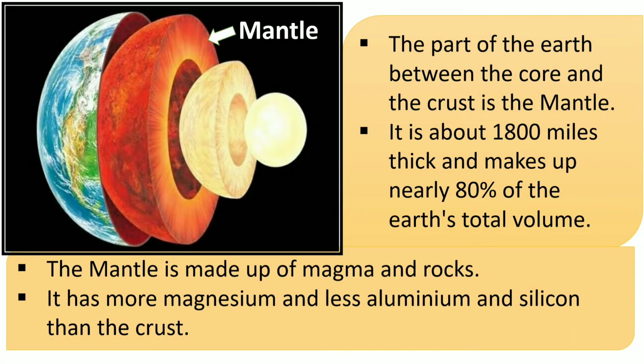Apart from that, we also have the second layer called mantle. The part of the earth between the core and the crust is the mantle. It is about 1800 miles thick and makes up nearly 80% of the earth's total volume. The mantle is made up of magma and rocks. It has more magnesium and less aluminum and silicon than the crust.